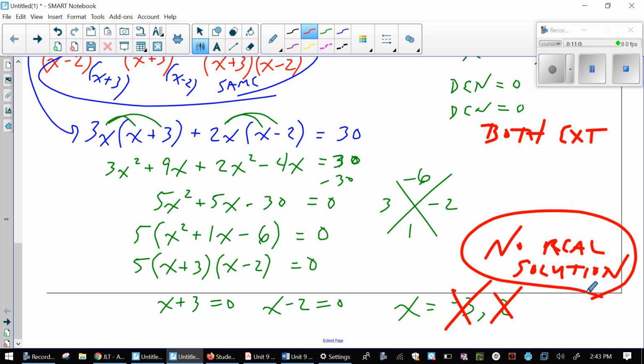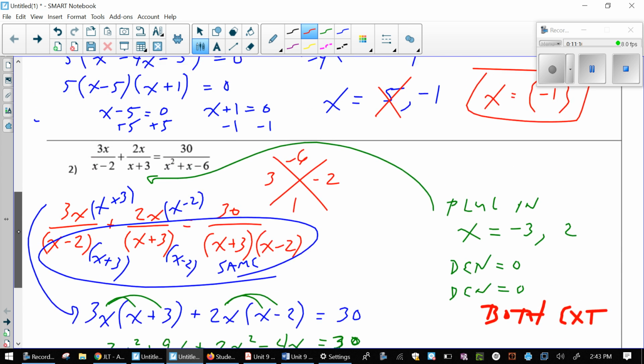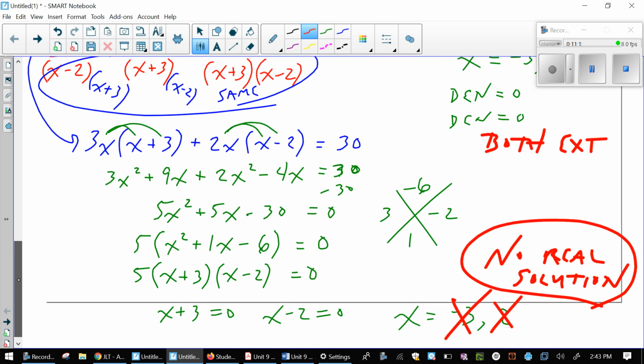And that's why it's so important to check those answers. So you may be frustrated because we did all that work, but that was good practice. And that's our answer, that there's no real solution to that equation.